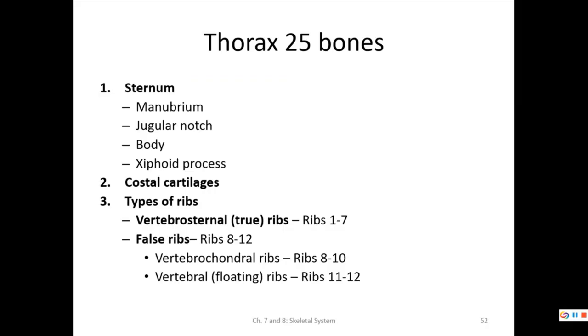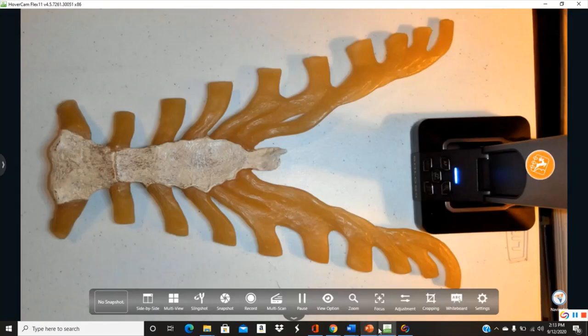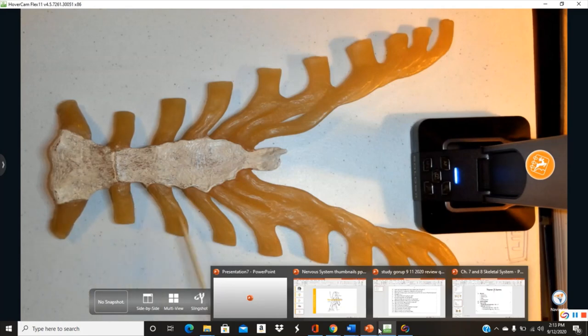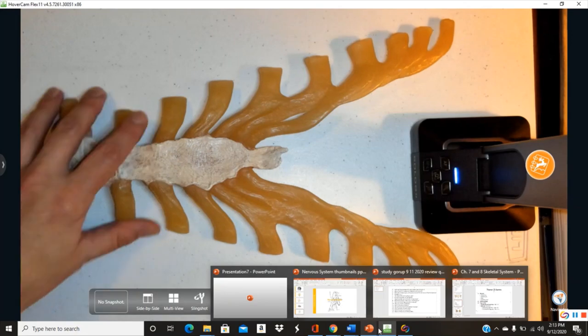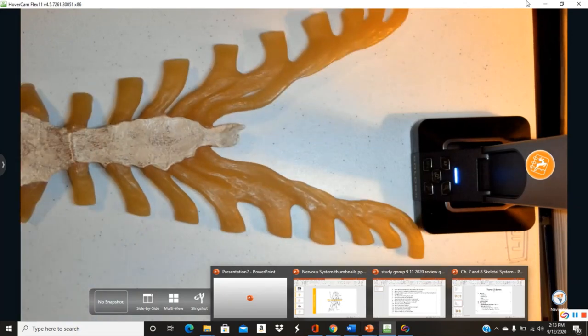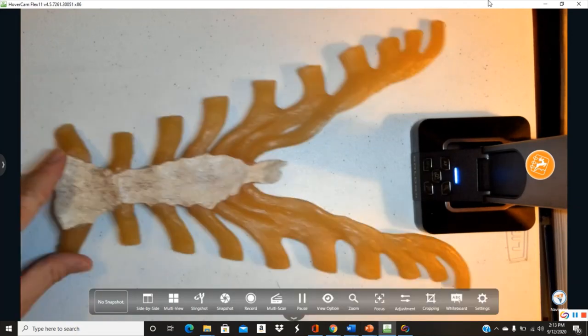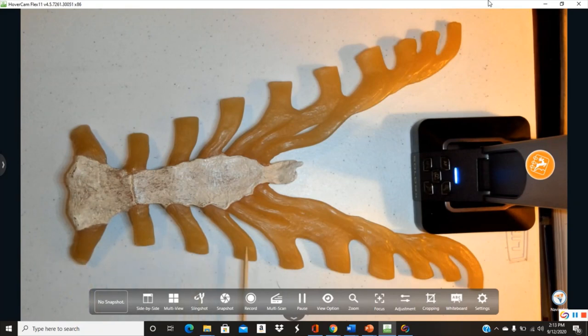Anyway, the vertebrosternal or true ribs, that's going to be the first seven ribs. Now, if we actually look here, you would see 1, 2, 3, 4, 5, 6, 7. Then with those seven ribs that you would see there, 1, 2, 3, 4, 5, 6, 7, then there's 8, 9, 10. Now, notice there's 10 cartilages.